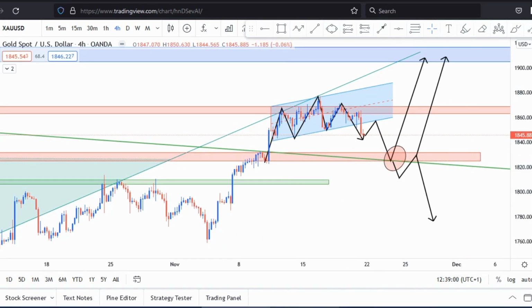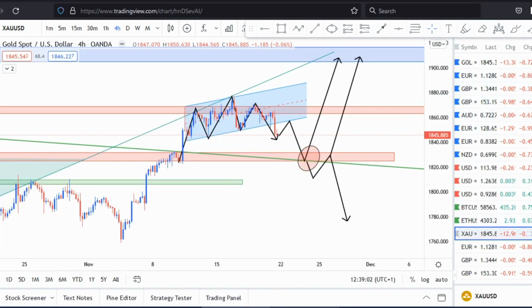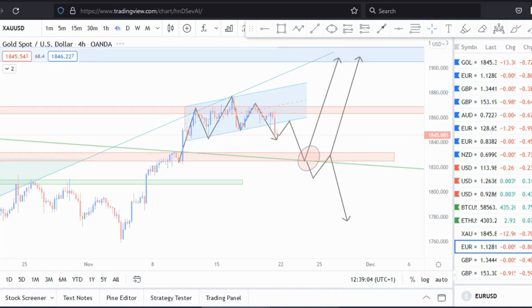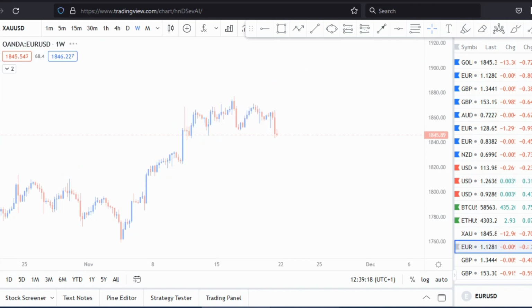So for Euro USD, again, we'll be looking at it from the weekly time frame, and from the weekly time frame, we'll move down to the daily time frame, and then the 4 hourly time frame, where we normally take our entry opportunity.